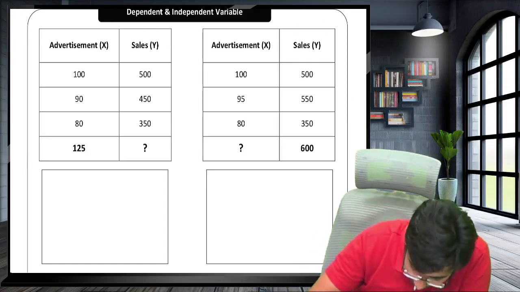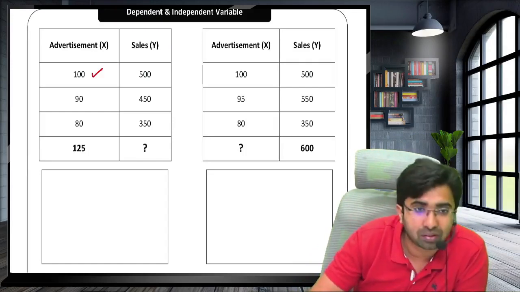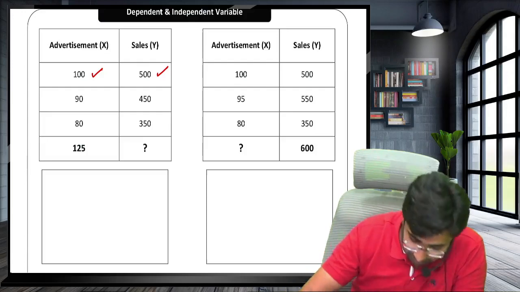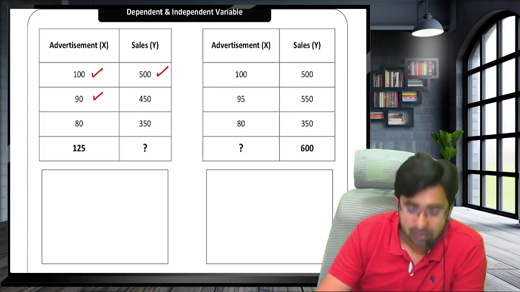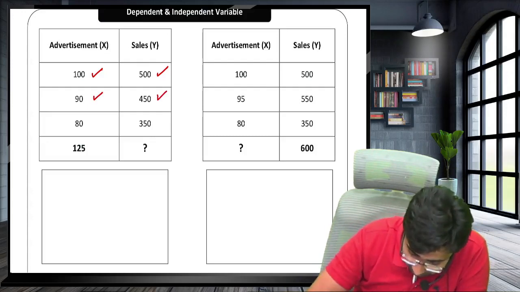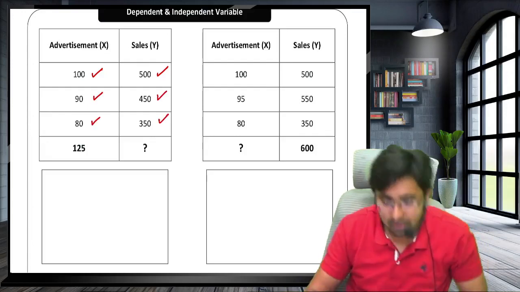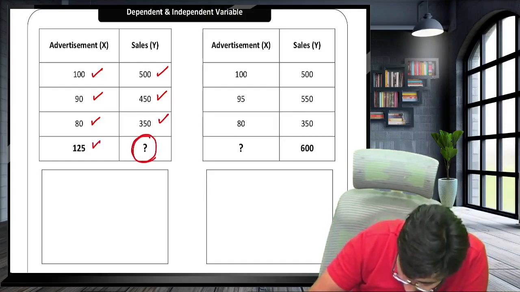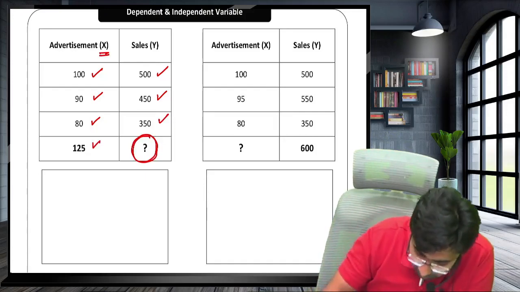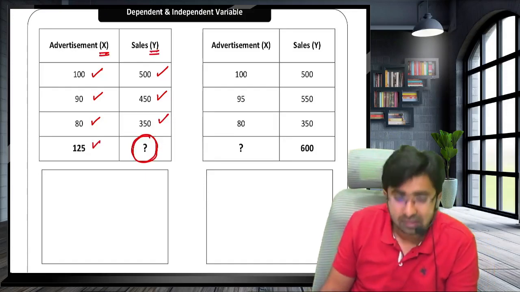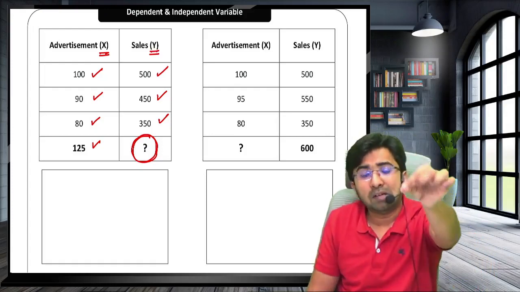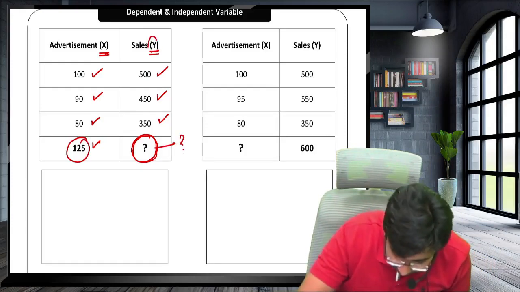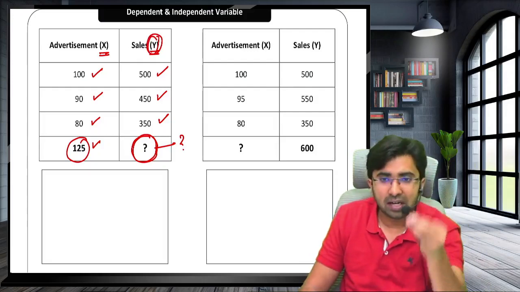Guys, when I do the advertisement of 100 rupees, I make the sale of 500. When I do the advertisement of 90 rupees, I make the sales of 450. When I make the advertisement of 80 rupees, I get the sales of 350 rupees. Now, when I will make the advertisement of 125, what will be my sales? If I'm saying advertisement as X and sales as Y, here I will tell you the value of the variable which is known. Can I say here X is known? I need to identify Y. Y is sales. Can I say I know the X and I need to identify Y?